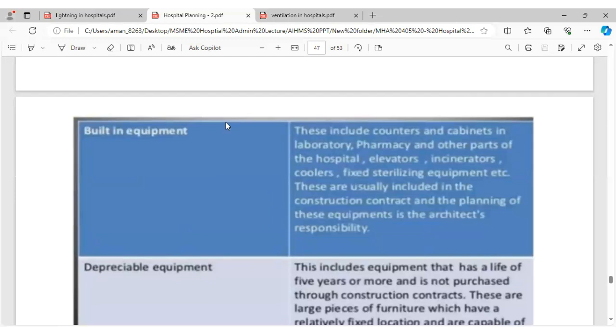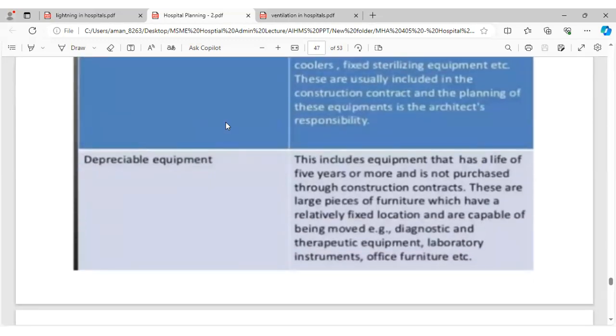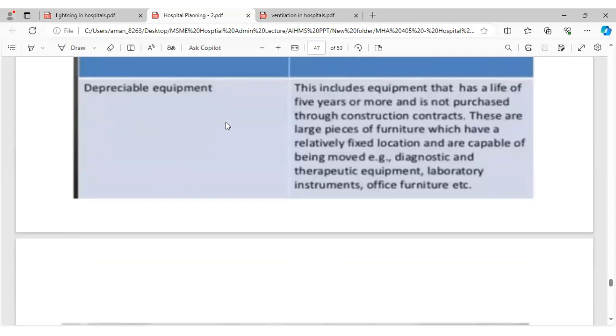Now, the second is depreciable equipment. This includes equipment that has a life of 5 or more years and is not purchased through the construction contract. These are large pieces of furniture which have a relatively fixed location and are capable of being moved. Examples: diagnostic and therapeutic equipment, laboratory instruments, and office furniture.